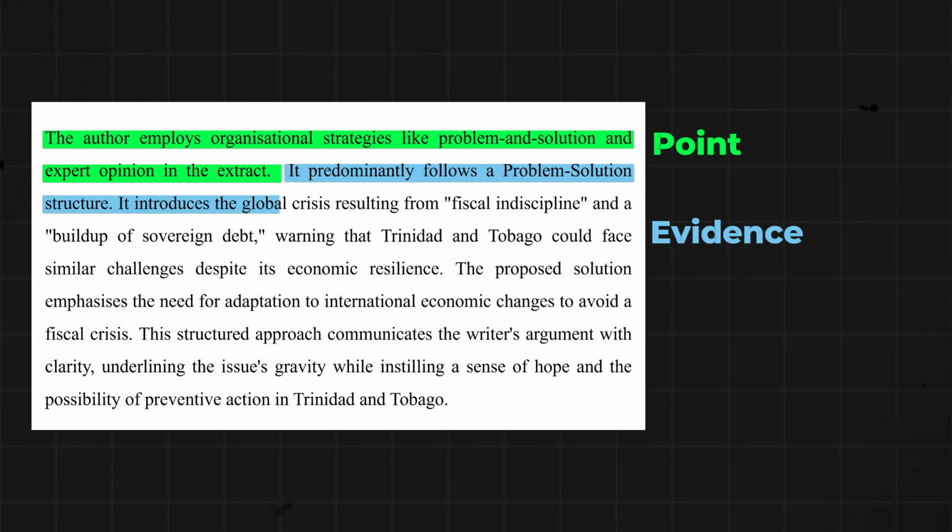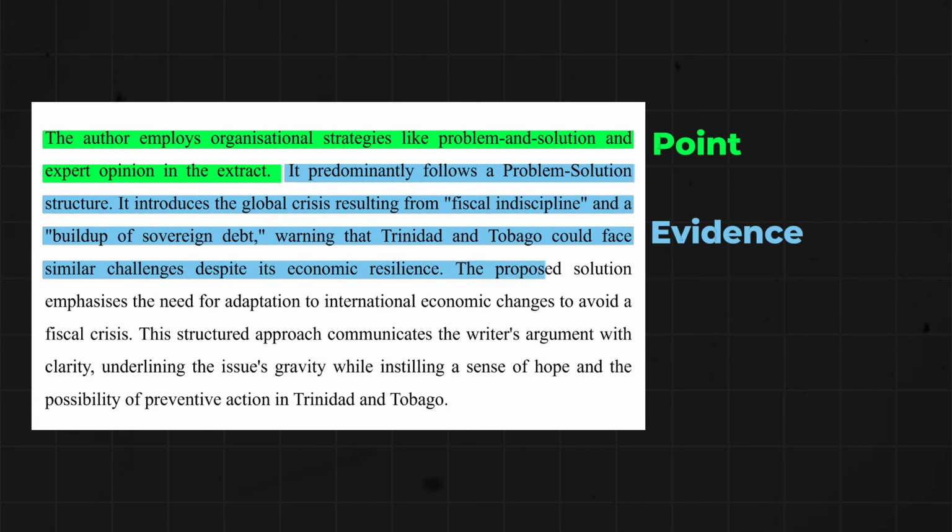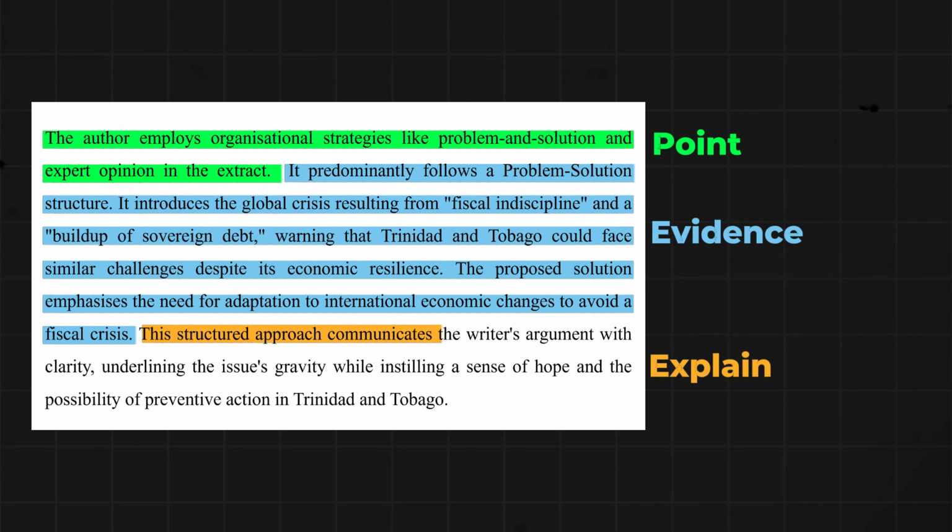It introduces a global crisis resulting from fiscal indiscipline and a buildup of sovereign debt, warning that Trinidad and Tobago may face similar challenges despite its economic resilience. The proposed solution emphasizes the need for adaptation to international economic changes to avoid a fiscal crisis. This structured approach communicates the writer's argument with clarity, underlining the issue's gravity while instilling a sense of hope and the possibility of preventative action in Trinidad and Tobago.